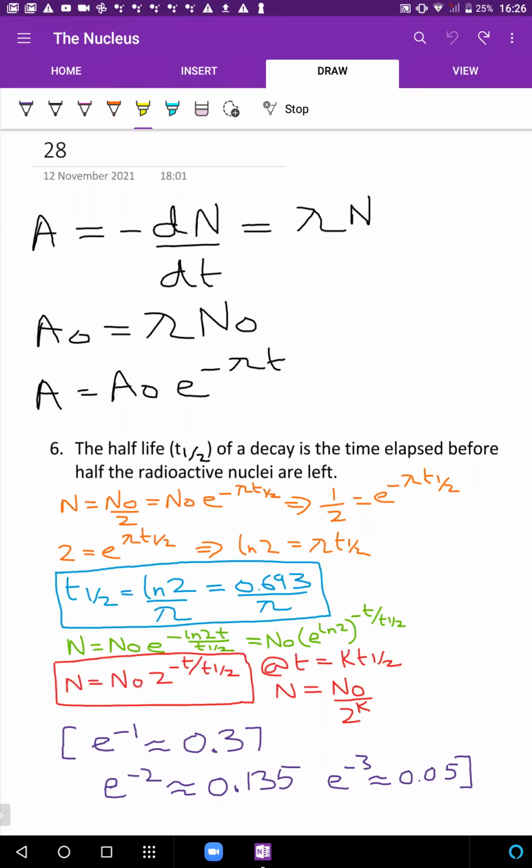The next is the half-life. Like for any first order reaction, the half-life of a decay is the time elapsed before half the radioactive nuclei are left. Before half of the radioactive nuclei are left.